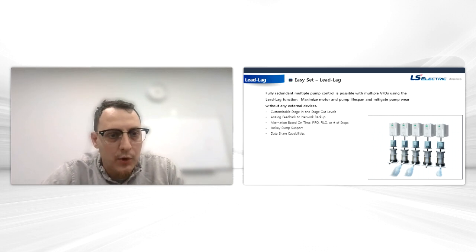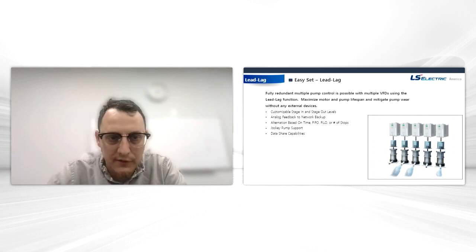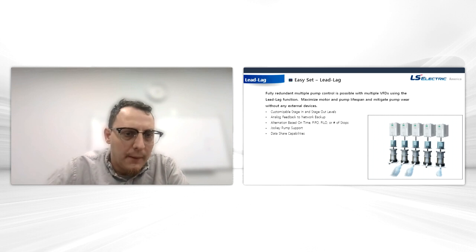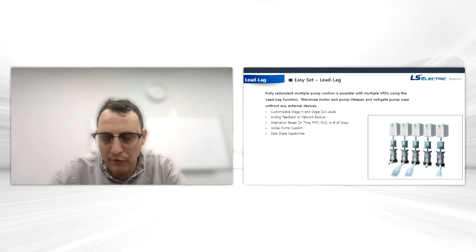We're going to dive into these bullet points, but you could customize the stage in and stage out levels. You could also set up the feedback to come from one drive, or have a separate feedback device on each drive, so you could scale it however you'd like. You could also run different methods for alternation: first in, first out, first in, last out, or the number of stops, to keep all pumps running evenly and not just one coming on all the time.